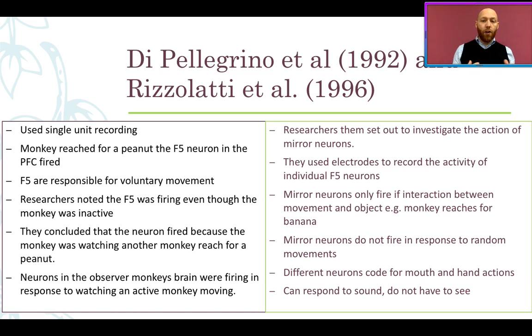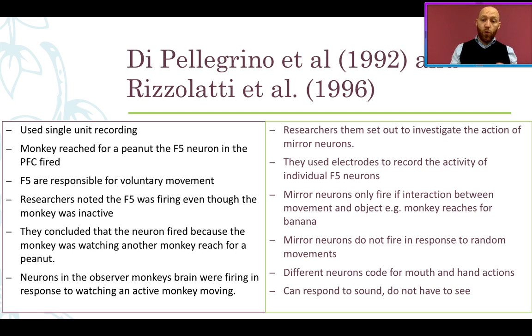Mirror neurons only fired for interactions between movement and object, so if the monkey reaches for a banana, they fire, but they didn't fire for arbitrary movements. Mirror neurons do not fire in response to random movements either. So if I'm waving my arms around, your mirror neurons aren't firing. But if I go to do something deliberate, like I've got nothing to grasp, go to press a key, they might, if you see the object as well. Or if I grasp a banana in front of you.